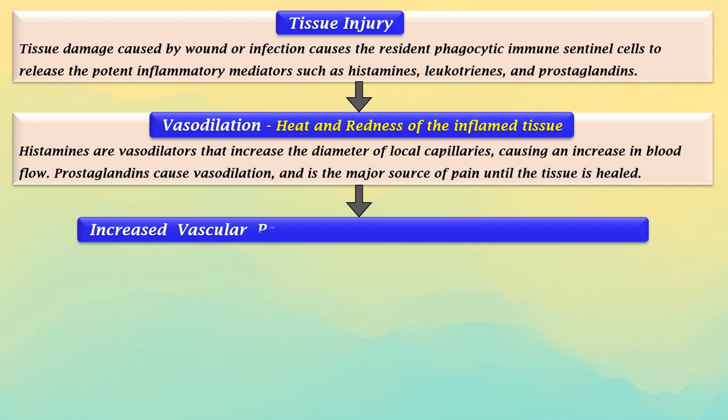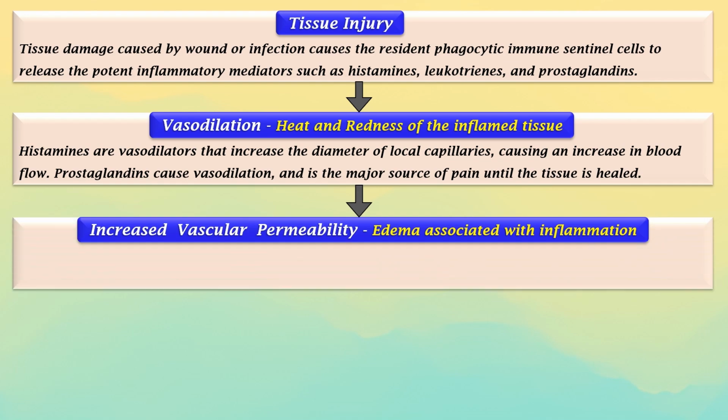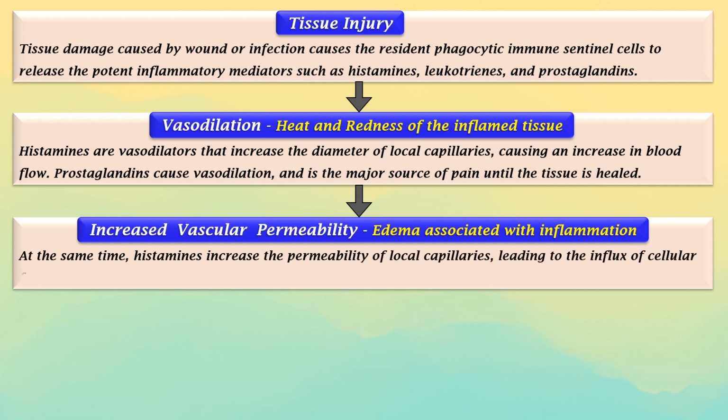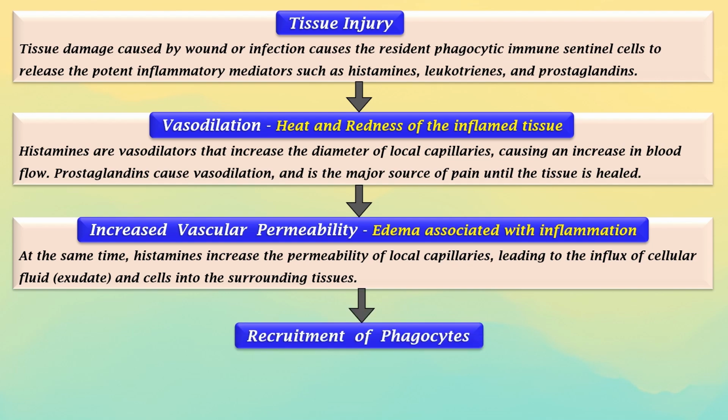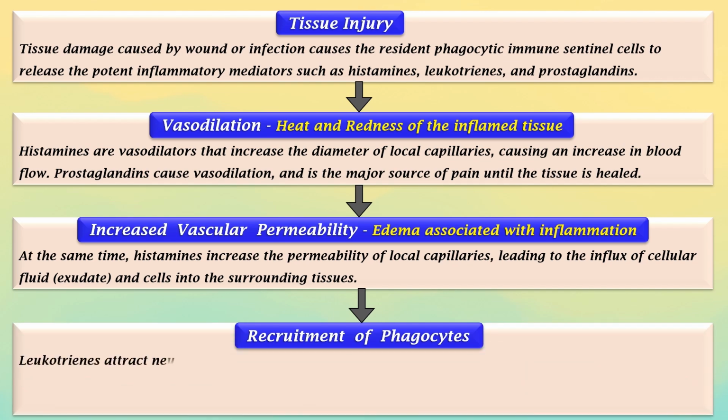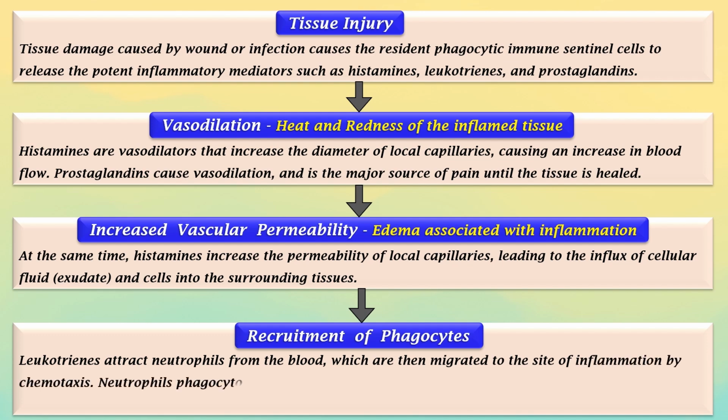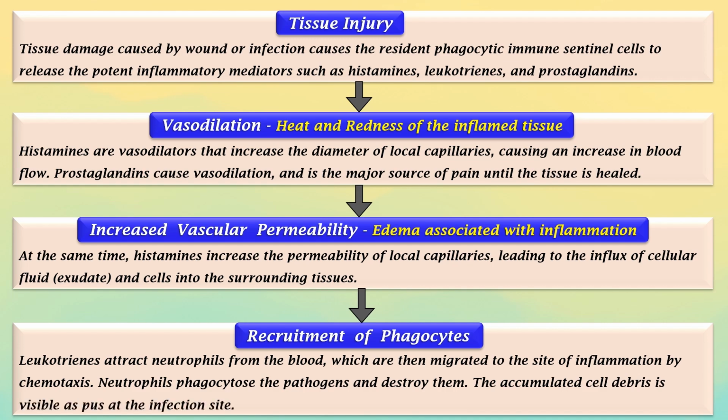Following this vasodilation step, there is an increased vascular permeability, characterized by edema. Histamines increase the permeability of local capillaries, leading to cellular events. There is an influx of exudate and cells into the surrounding tissues. The last step is recruitment of phagocytes. Leukotrienes attract the neutrophils and other phagocytes from the blood, which are then extravasated to the site of inflammation by chemotaxis. Neutrophils phagocytose the pathogens and destroy them. The accumulated cell debris is visible as pus at the infection site.